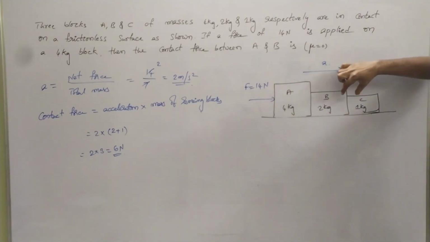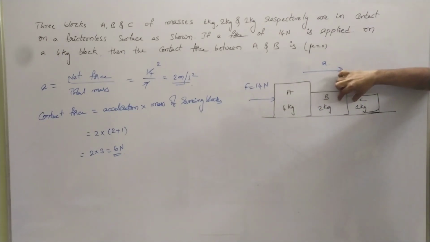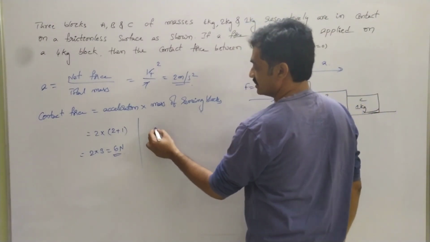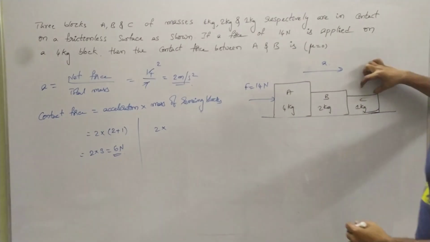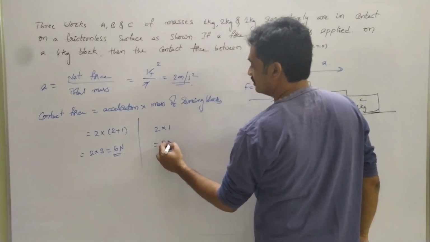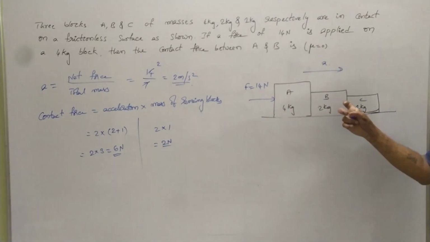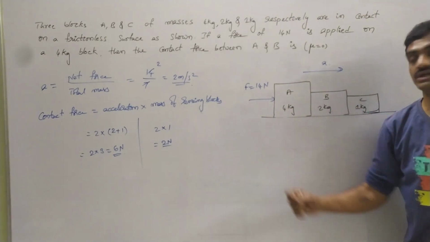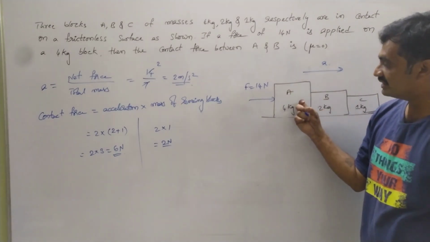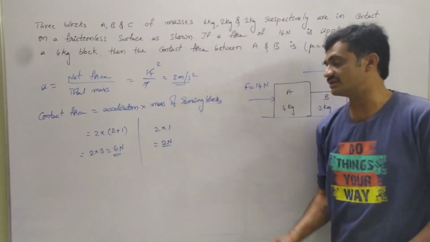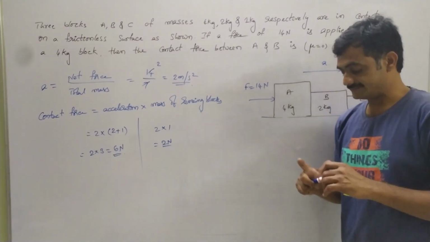In the same way, if the contact force between B and C is asked, then we can represent it as acceleration 2 into the remaining mass which is 1 kg, so 2 Newton. So the contact force between 2 kg and 1 kg is 2 Newton, and the contact force between 4 kg and 2 kg is 6 Newton. Take a screenshot.